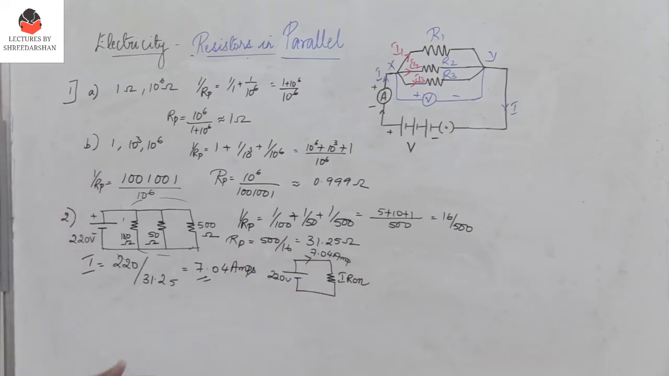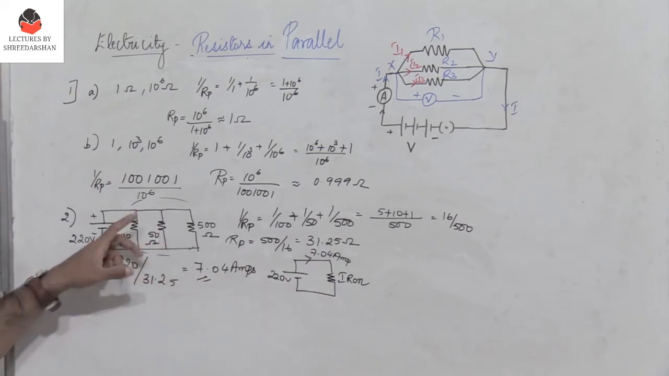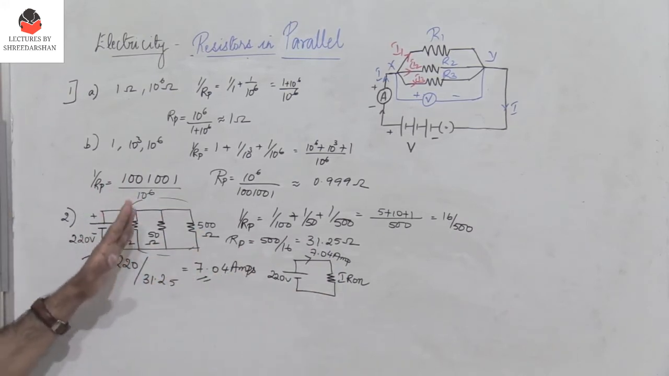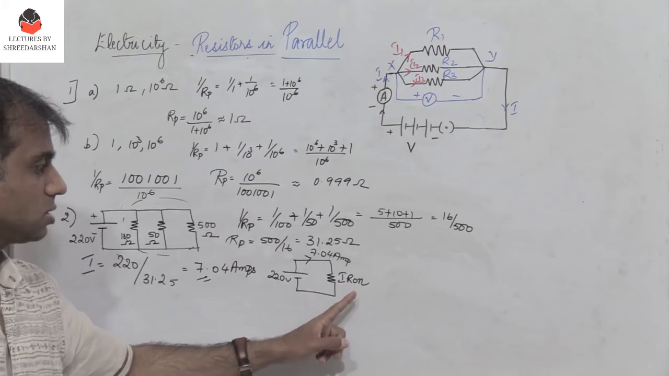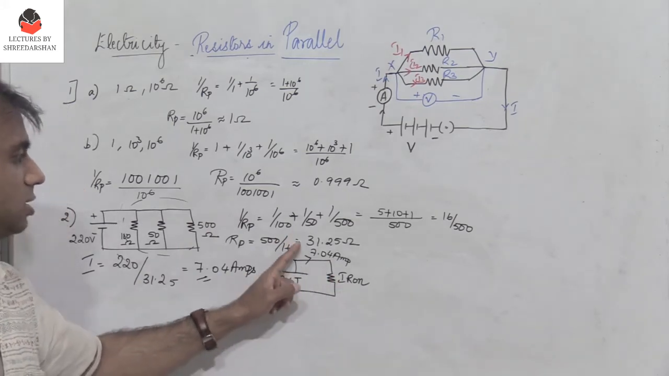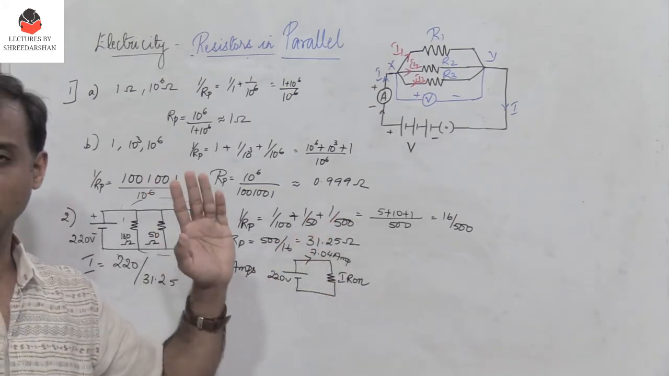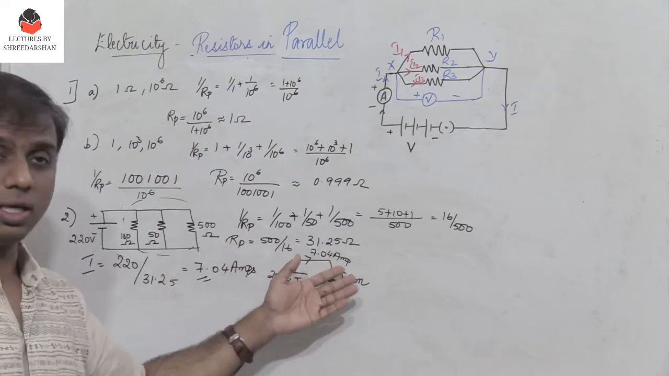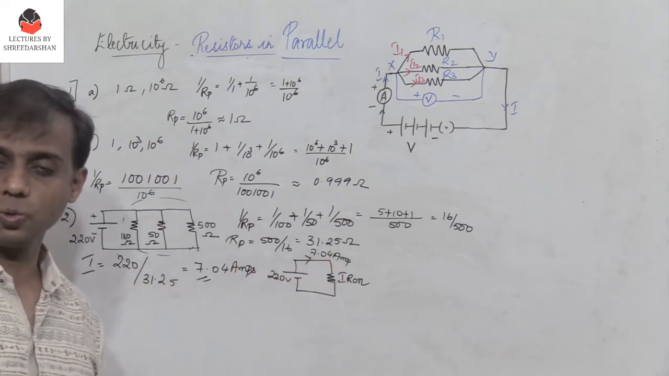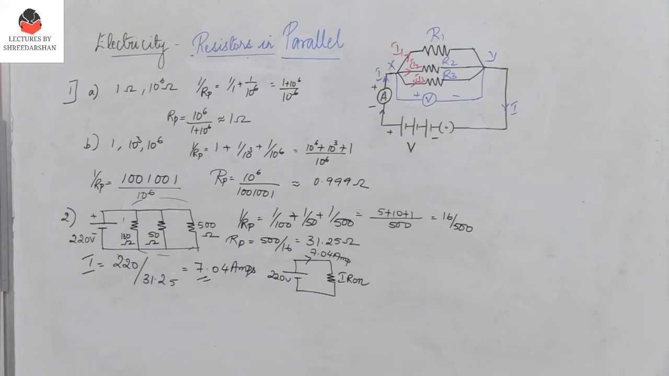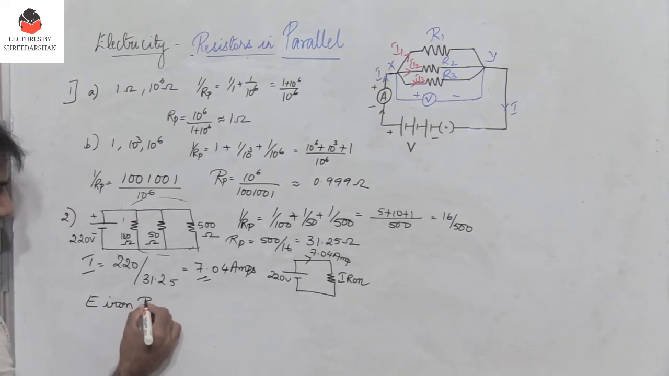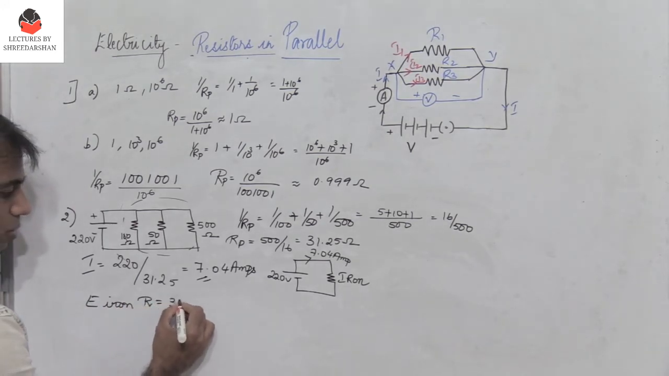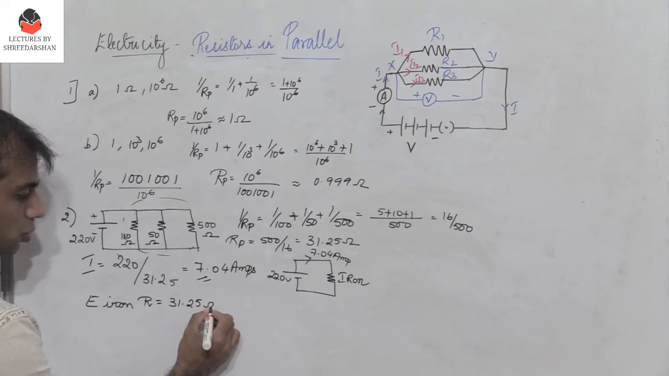So if this single device draws the same current as these three devices connected in parallel, then the resistance of the electric iron is 31.25 ohms. Why? Because it is drawing the same current and the source is 220 volts. So therefore, the resistance R is equal to 31.25 ohms.